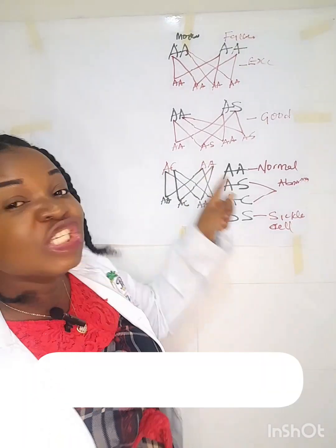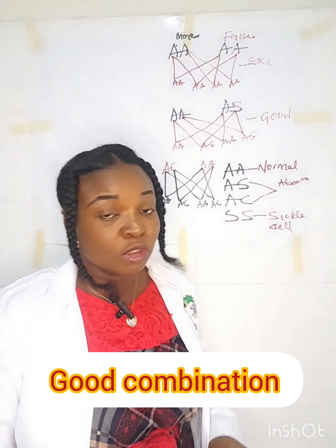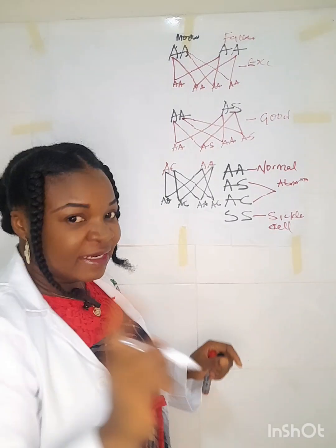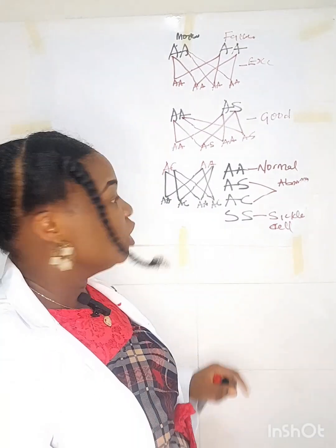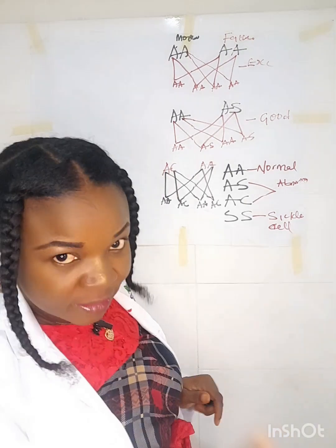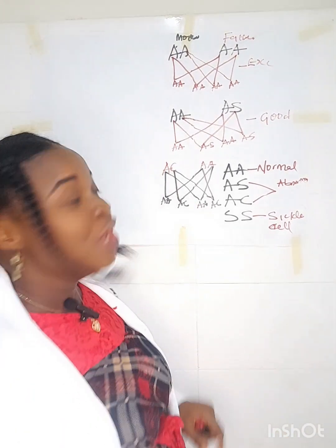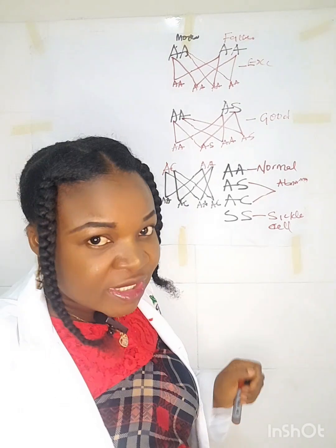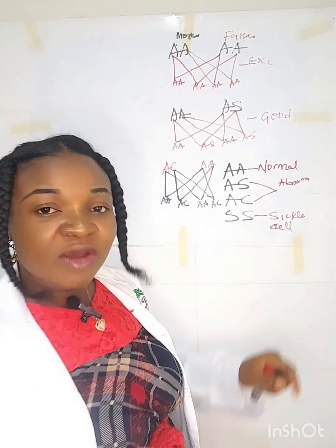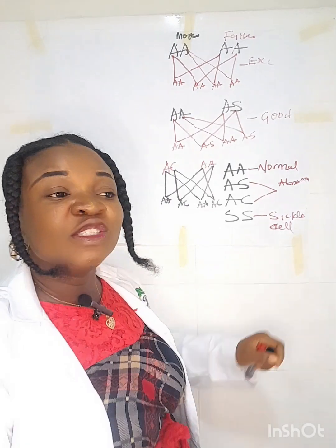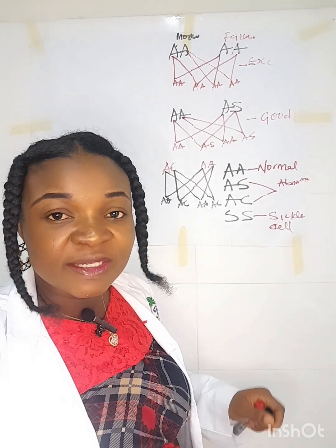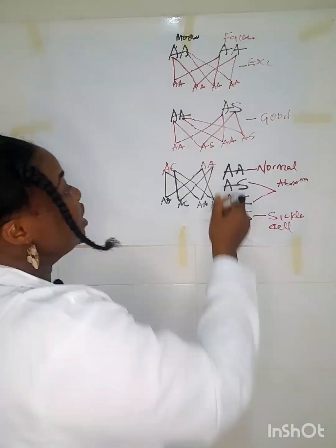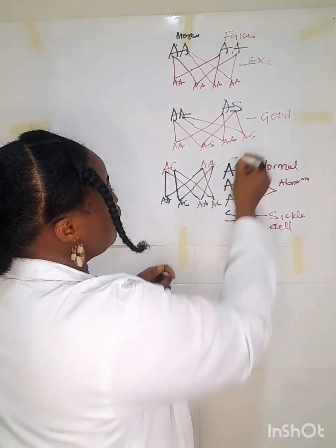Now it is still a good combination. What it means is that for each pregnancy, that baby could be AA or AC. For the next pregnancy, it could be AA or AC. The child being AA is not sacrosanct. It could be this or that. However, there is no probability of having a sickle cell anemic child, as in this case. So this is a good combination.